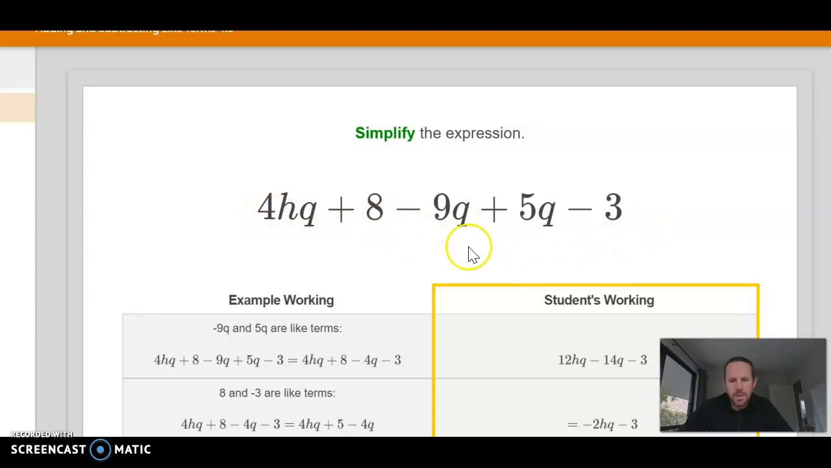Look for the constants. You can take 8 minus 3. That's 5. So 5 will be in the answer. And these guys are similar animals. Minus 9 plus 5. That's minus 4Q. Okay, so the answer is going to have 3 things in it. It's going to have some 4HQs, it's going to have plus 5, and it'll have minus 4Q.